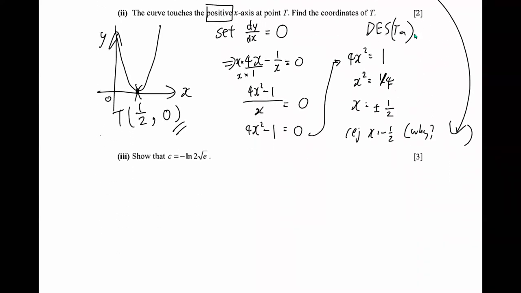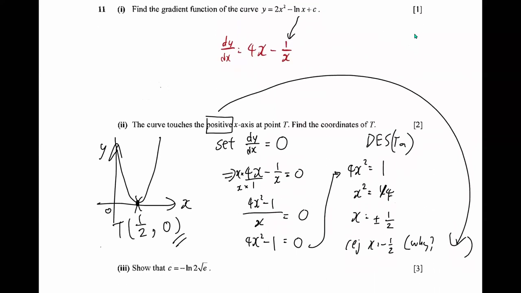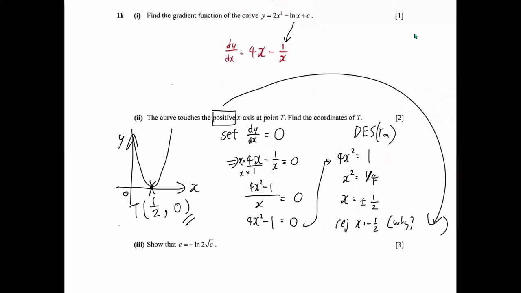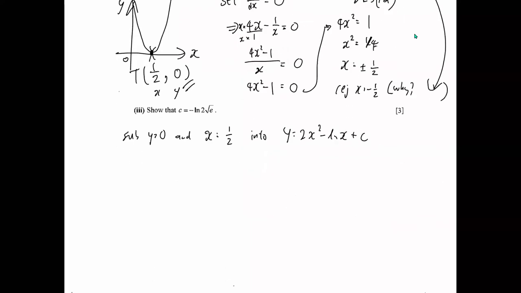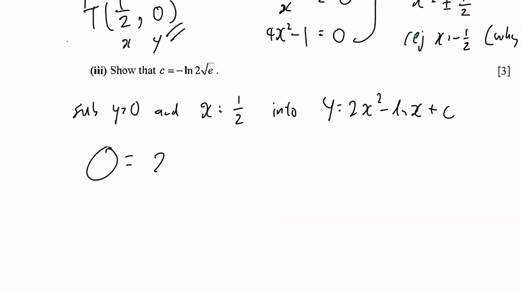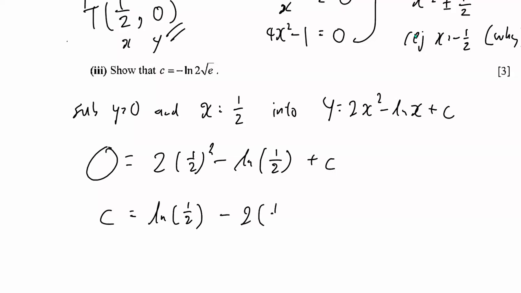Moving on. Show that C equals negative ln 2 over root e. So what we have is a point, half comma 0, x comma y. Sub y equals 0 and then sub x equals half into y equals 2x squared minus ln x plus c. Then you can solve already. You end up with ln half minus 2 times half squared. Half squared is 1/4, 2 over 4 is 1/2.